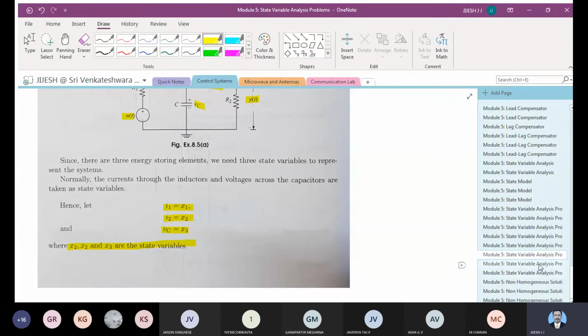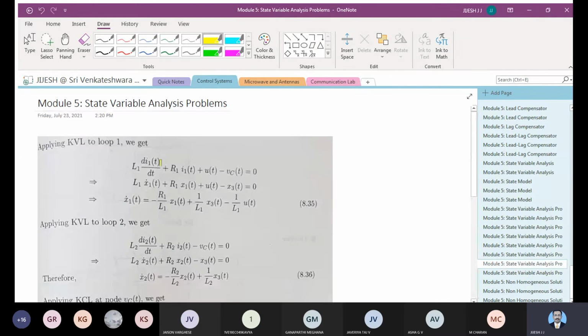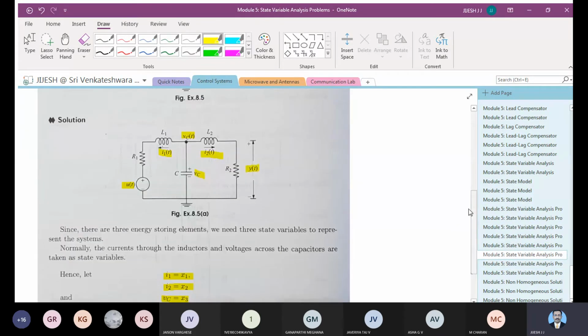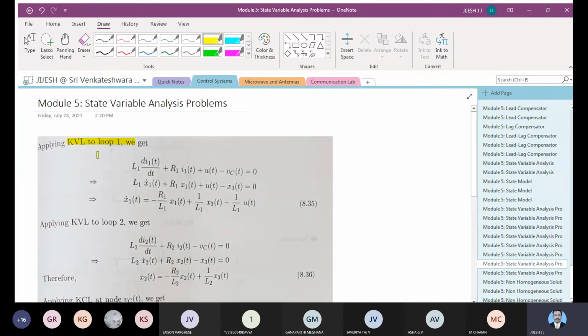So let us simplify that further. When you are writing it, use KVL for loop 1. There are two possible loops, loop 1 and loop 2. Let us take the first loop, loop 1. So when we use the KVL equation for loop 1, all of you know how to write the KVL equation. When you write it, you get L1 di by dt plus R1 I1 of t plus u of t minus vc of t is equal to 0.